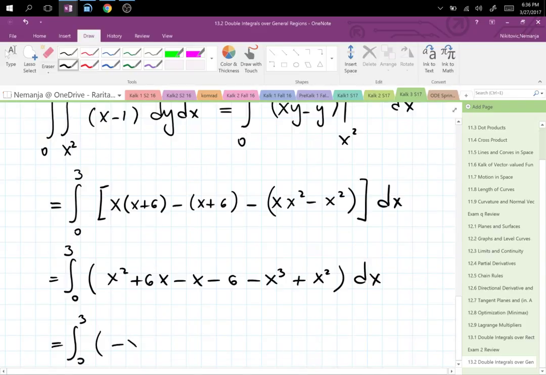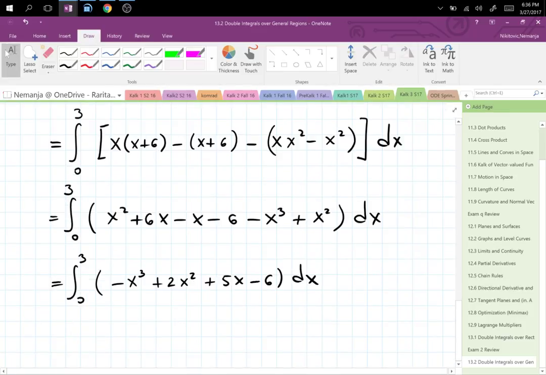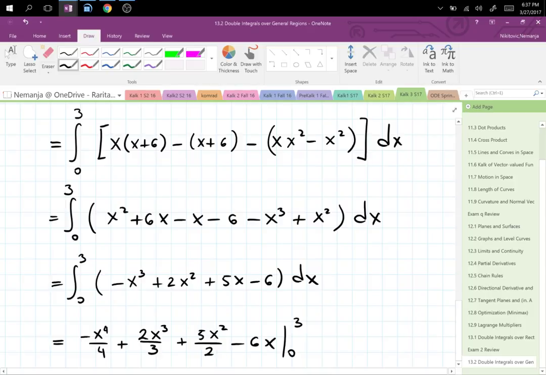What do I have? I have negative 1 x cubed, plus 2x squared, then I have plus 5x and minus 6. And then we just integrate that. So negative x to the 4th over 4 plus 2x cubed over 3 plus 5x squared over 2 minus 6x from 0 to 3.